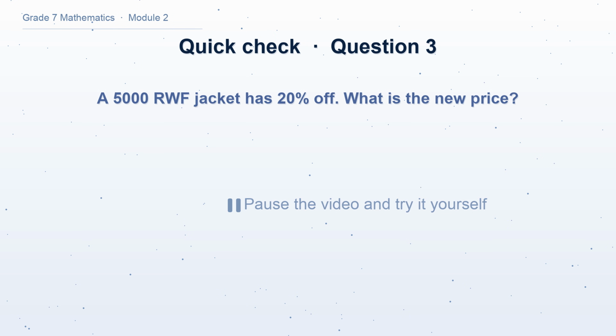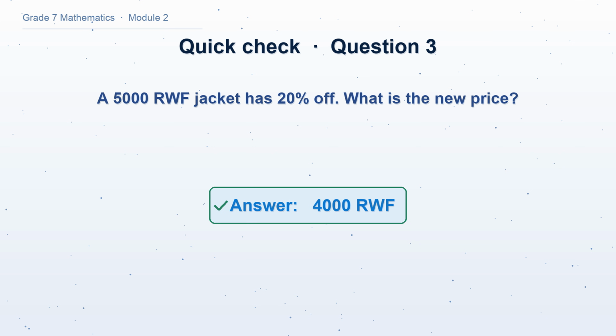A jacket costs 5,000 francs with 20% off. What is the new price? 20% of 5,000 is 1,000 francs. Subtracting that discount leaves 4,000 francs.